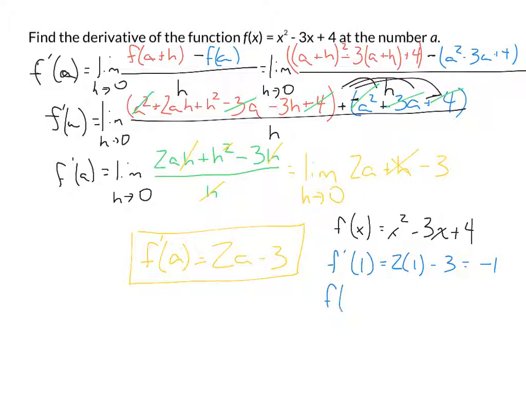If I wanted to find the derivative, or the slope of the line at 5, where x equals 5, I do 2 times 5 minus 3. 2 times 5 is 10, minus 3 makes 7. So at the point where x is 5 on this curve, the tangent line has a slope of 7, and so on. For now, we are done.